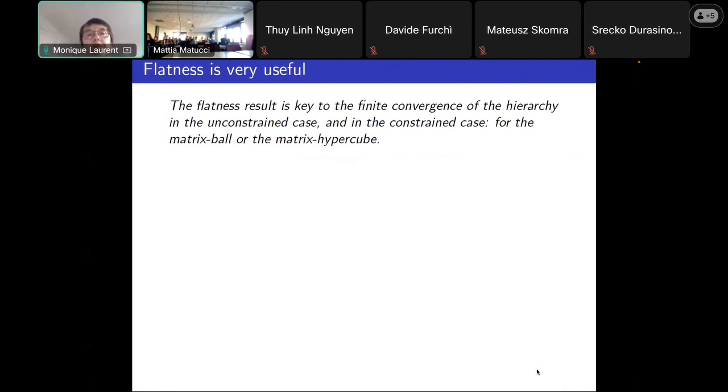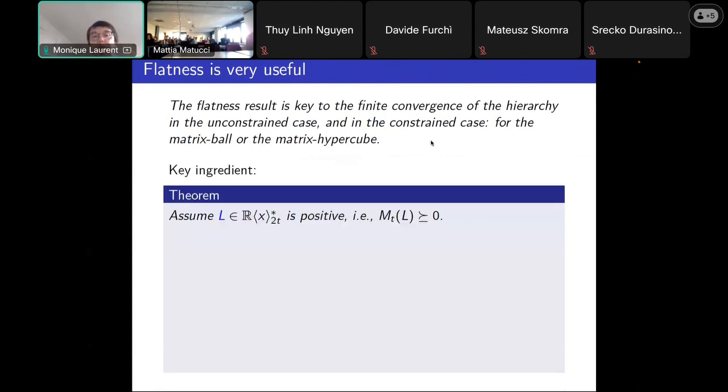So the flatness result is key to the finite convergence of the hierarchy in the unconstrained case, and also in the constrained case in some cases like the matrix ball or the matrix hypercube. It's not true always in the constrained case, of course. But if the constraints are tuned to satisfy certain nice conditions, then finite convergence also holds. And the key ingredient lies in this result.